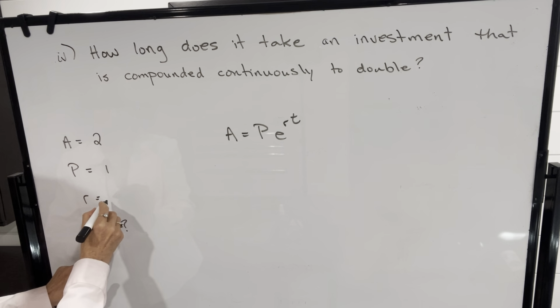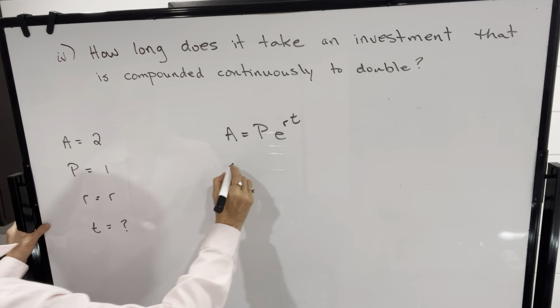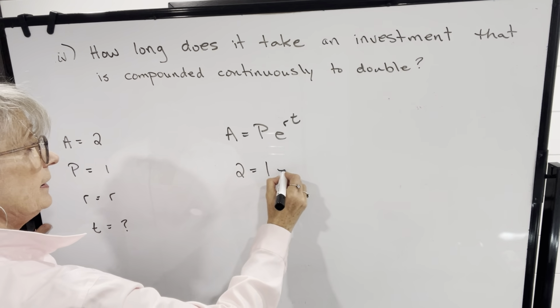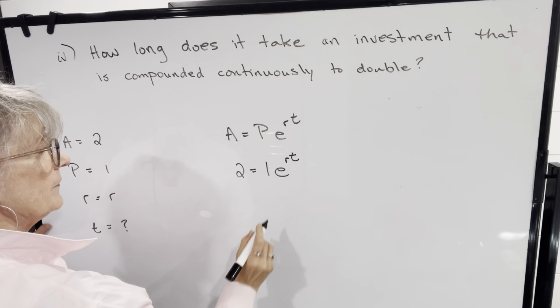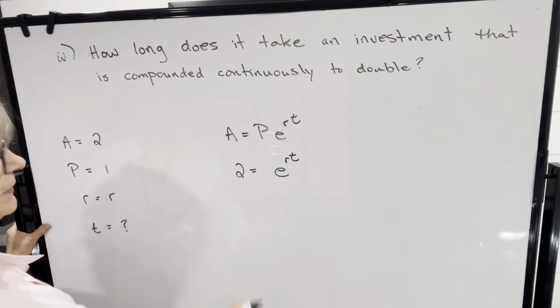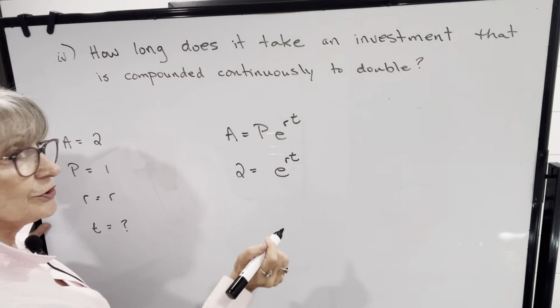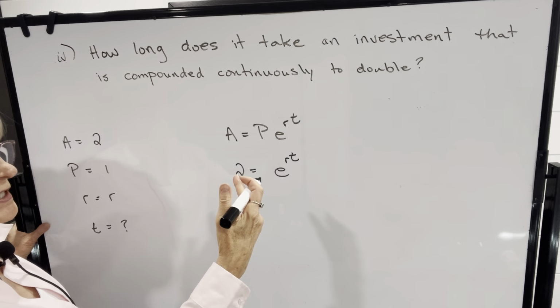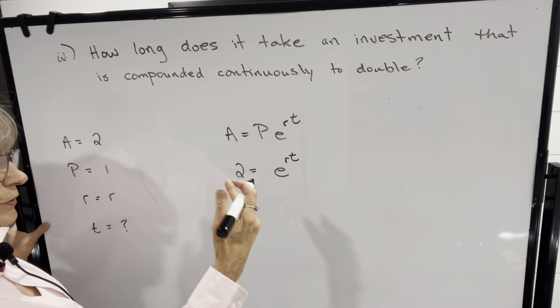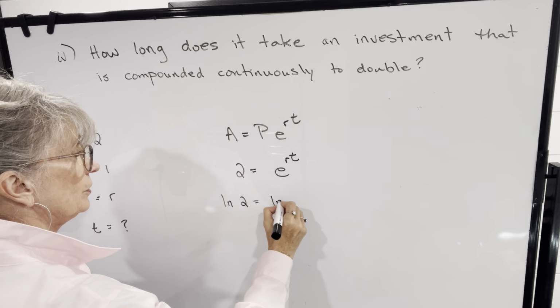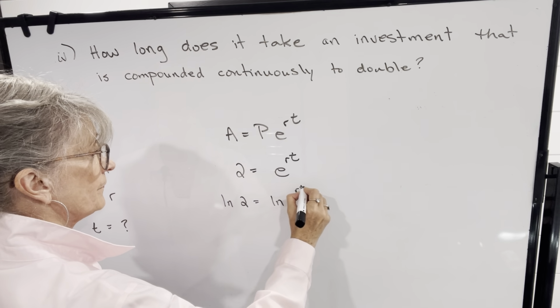We don't know the rate and we don't know the time, but we want to find time. So we're just going to leave rate as r. A is 2, P is 1, e to the rt. 1 times anything is just anything. So 2 is equal to e to the rt. We want to solve for t. In order to do that, we need to take the log of both sides, and we're taking it log base e, which is natural log. So we're going to take natural log of 2 will equal the natural log of e to the rt.